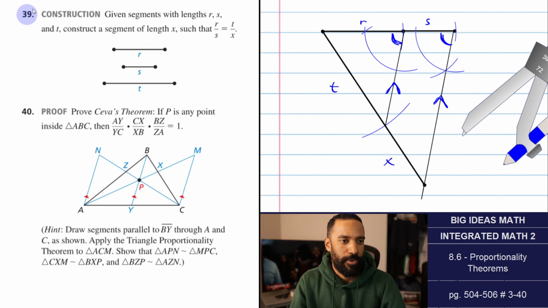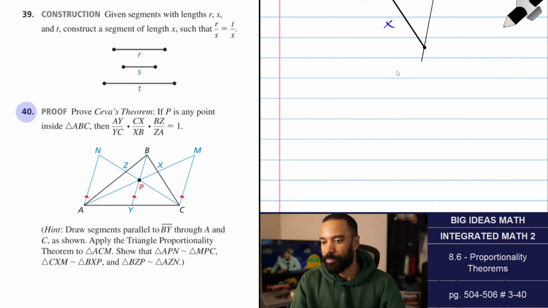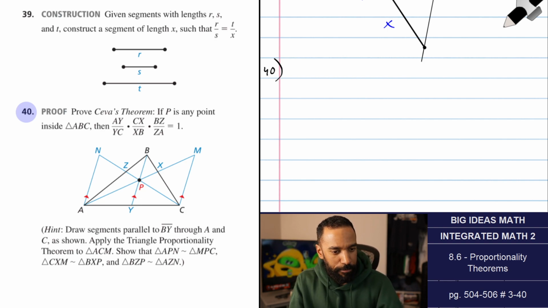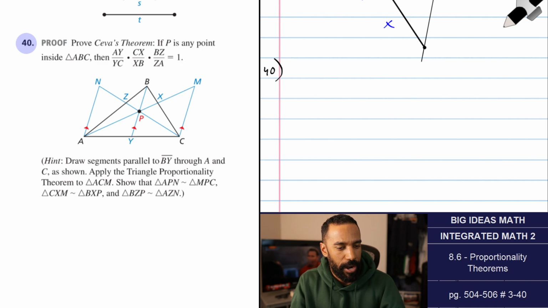I got one more, number 40, and I shudder in fear over what this one is. I've never heard of Ceva's theorem. I think he's made up. Number 40. Excuse me. Proving Ceva's theorem. If P is any point inside triangle ABC, then AY over YC times CX over XB times BZ over ZA equals 1. Hint, draw segments parallel. I have to draw more? Oh, they just say have these drawn. Draw segments parallel to BY through A and C as shown.